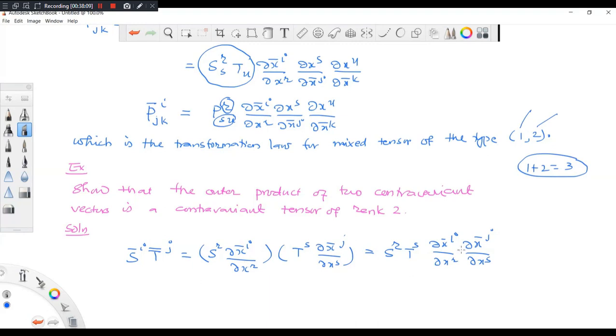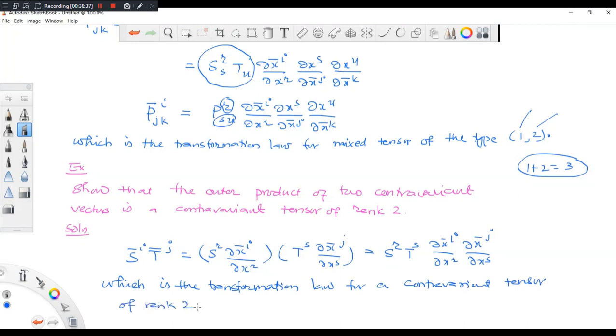Now you look at this one. This is also transforming like a contravariant tensor of rank 2. So which is the transformation law for a contravariant tensor of rank 2? Tensor of rank 2. Okay. I think things will become more and more clear as you go further.